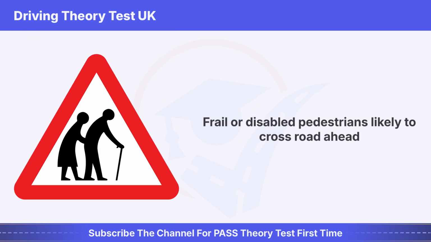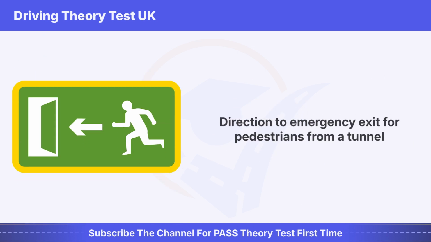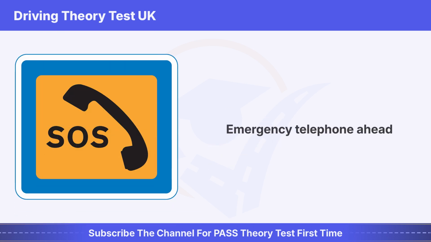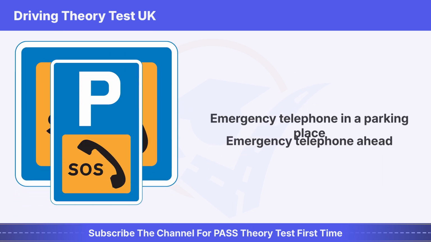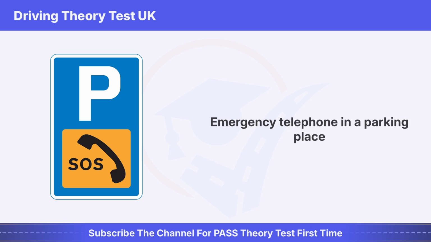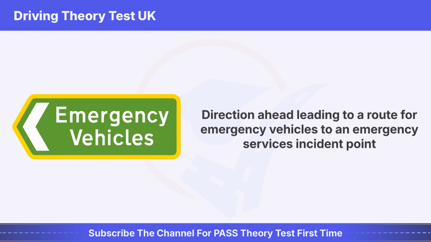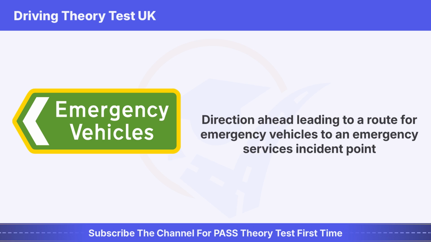Frail or disabled pedestrians likely to cross road ahead. Direction to emergency exit for pedestrians from a tunnel. Emergency telephone 1 mile ahead. Emergency telephone ahead. Emergency telephone in a parking place. Direction ahead leading to a route for emergency vehicles to an emergency services incident point.